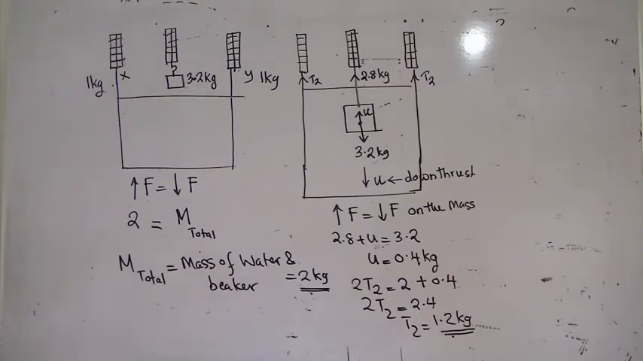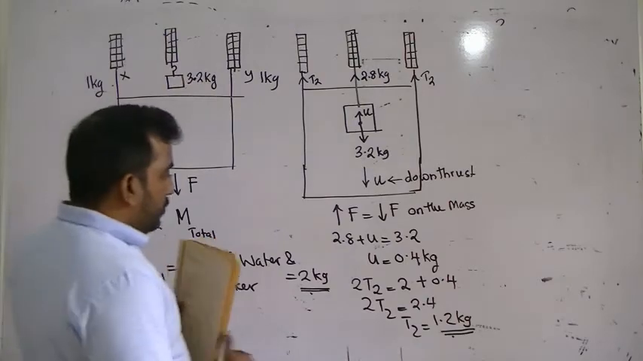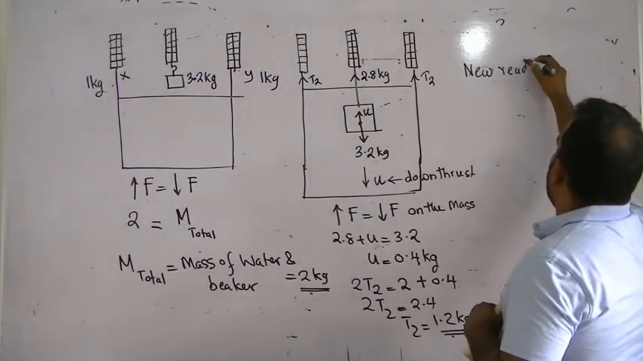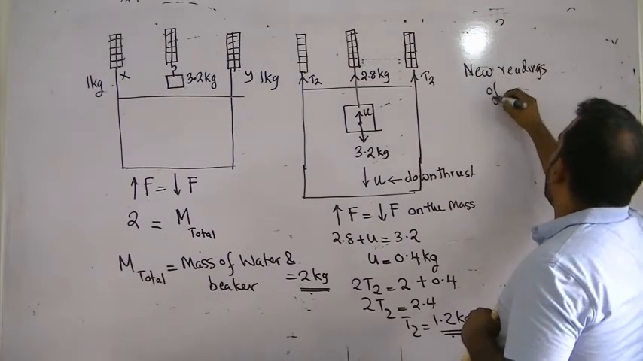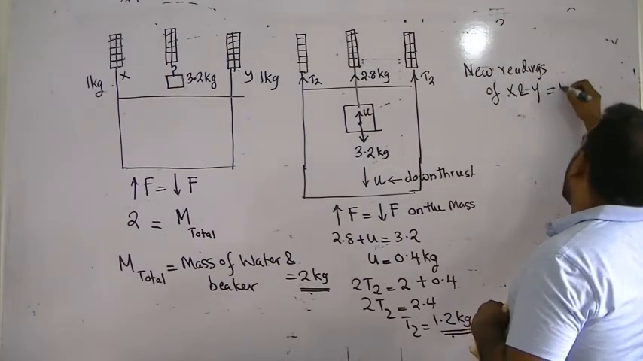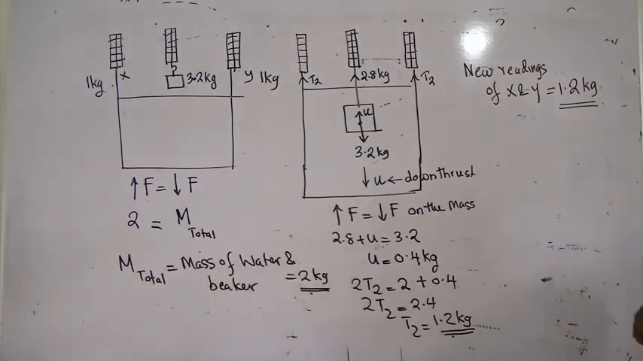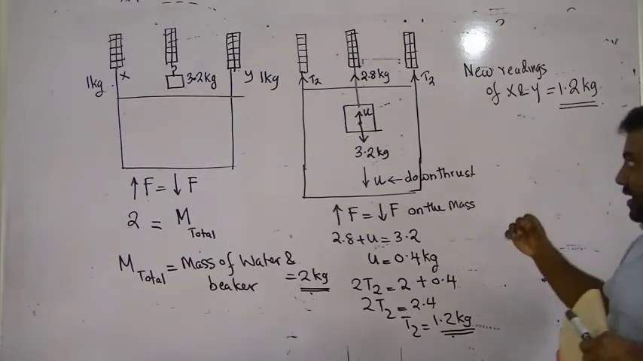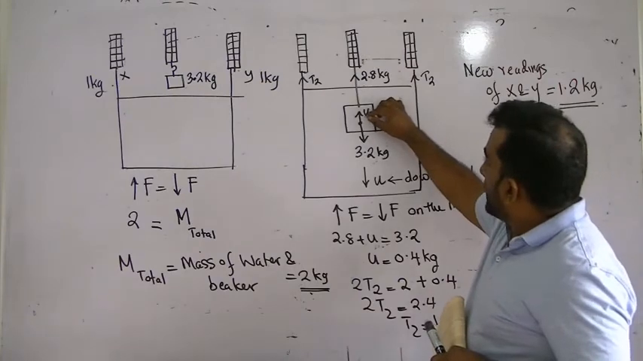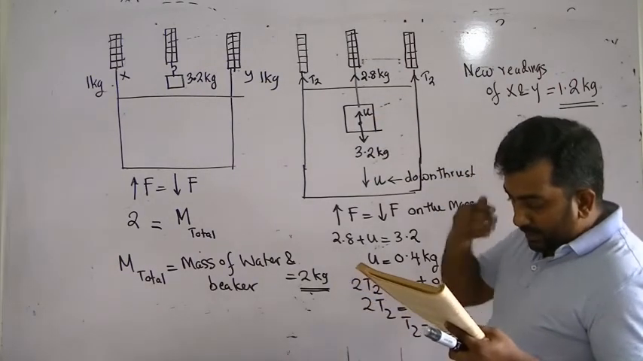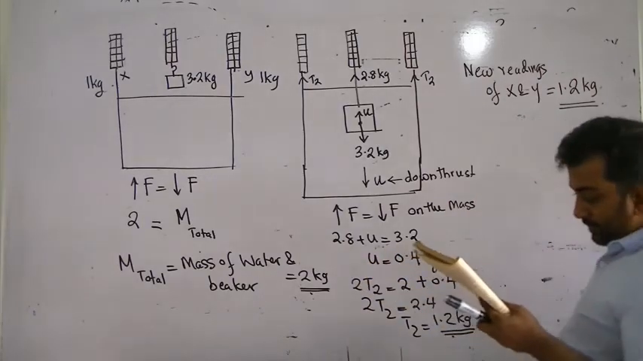1.2 kilograms. Okay. So the new readings of X and Y are 1.2 kilograms each. So don't forget, here on the mass there is upthrust, and an equal and opposite down thrust is acting.